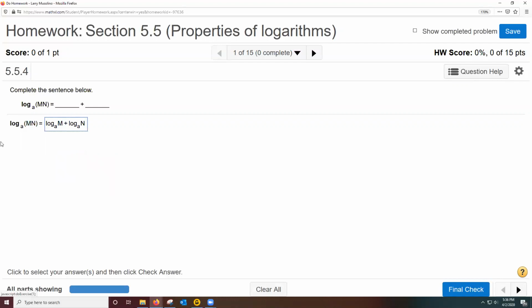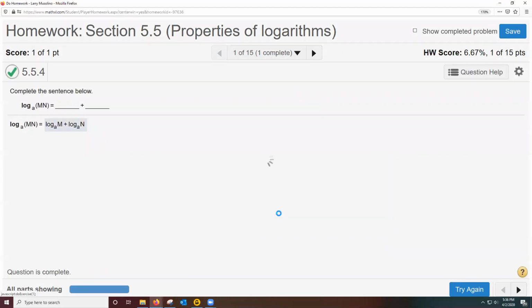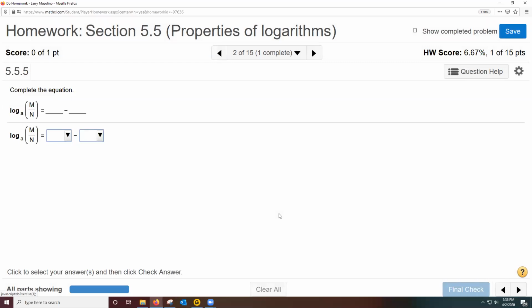So again, this first property says if you take the log of m times n, you can rewrite it as the log of the first quantity m plus the log of the second quantity n, keeping the base the same. In this case, our base was a. So that's the first property. Let's go to the second property.